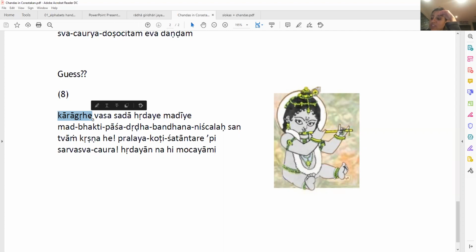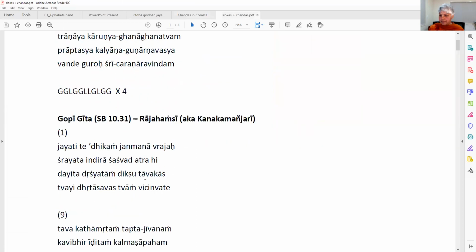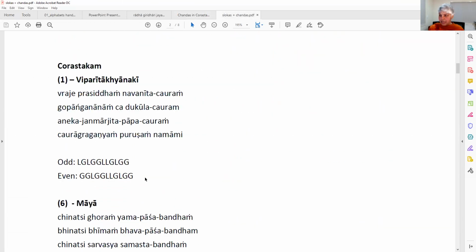Also, Mataji, I have one more question where we talk about Laghu Guru, Laghu Guru. Always this Laghu Guru has to be according to the vowel sounds, the consonant with, and the two consonants that come after that. Always in every verse, it's going to be like this? Yes. Okay. Yes. So when we talk about a meter, the meter is defined by that pattern of Laghu Gurus. So for instance, if we look at our examples here, if you look at Viparita Akyaniki, the odd lines have this pattern and the even lines have this pattern. So they alternate.